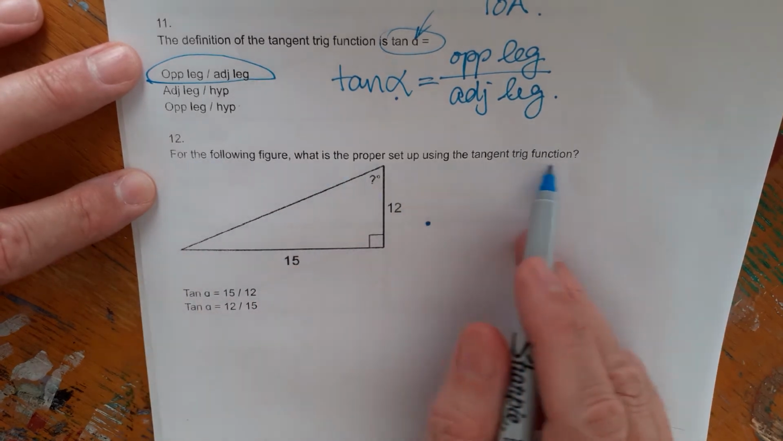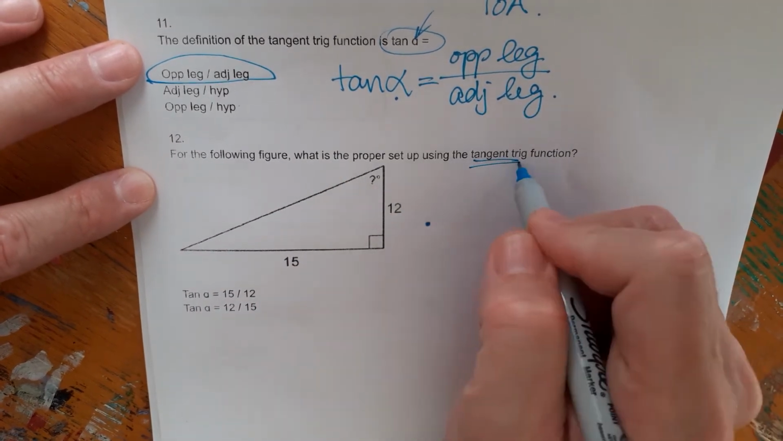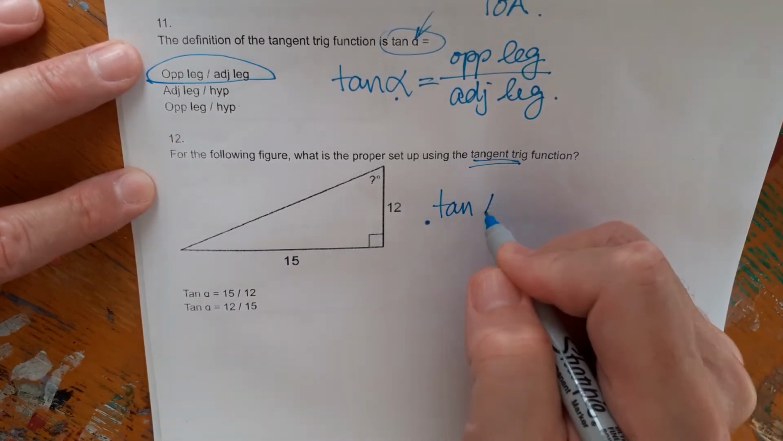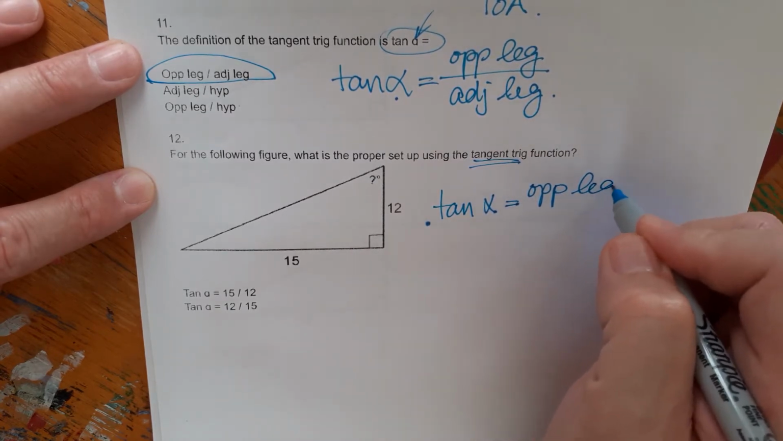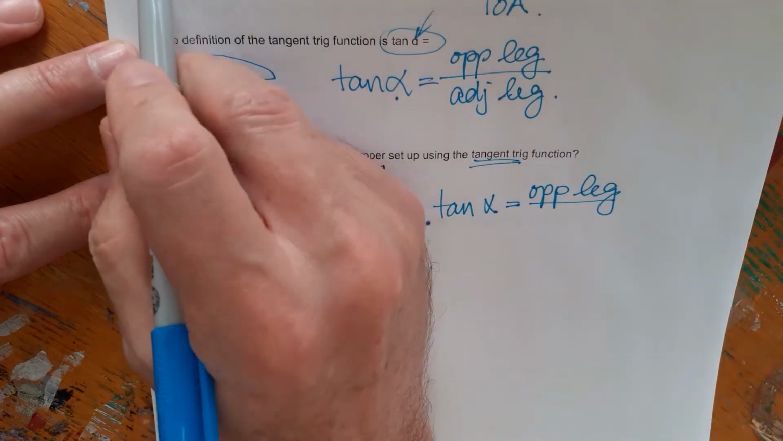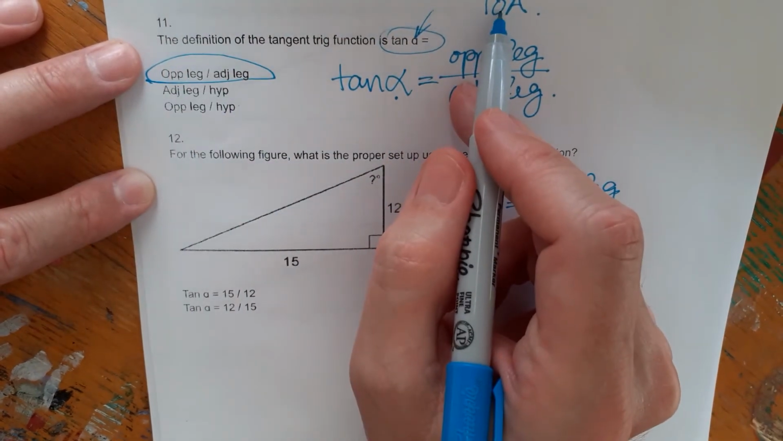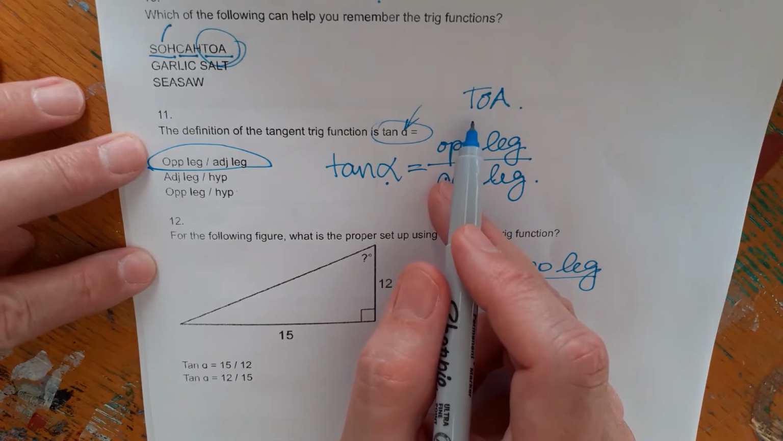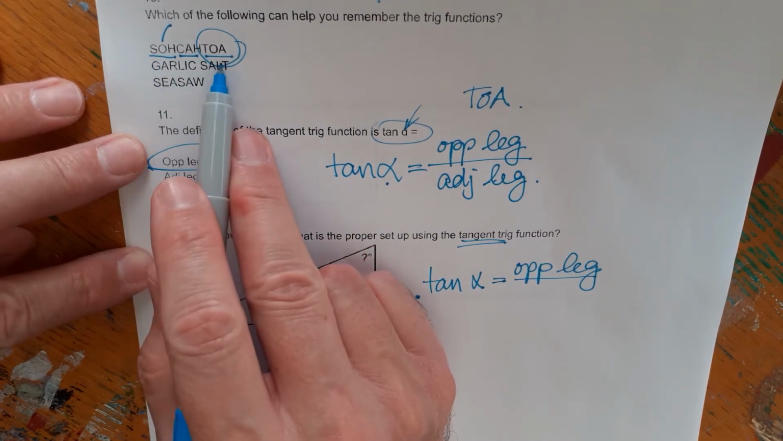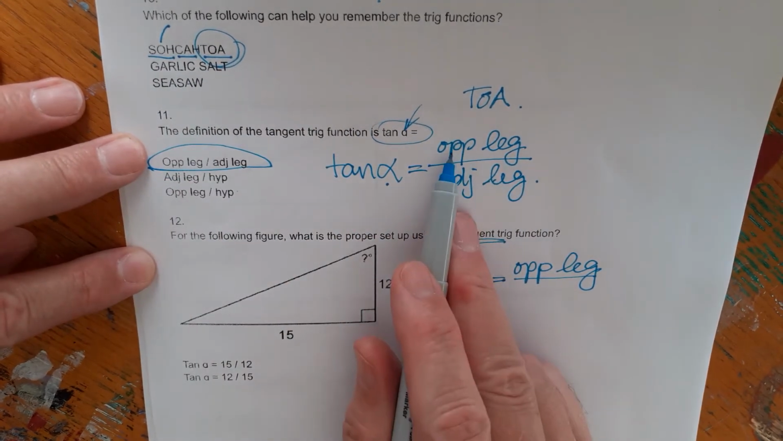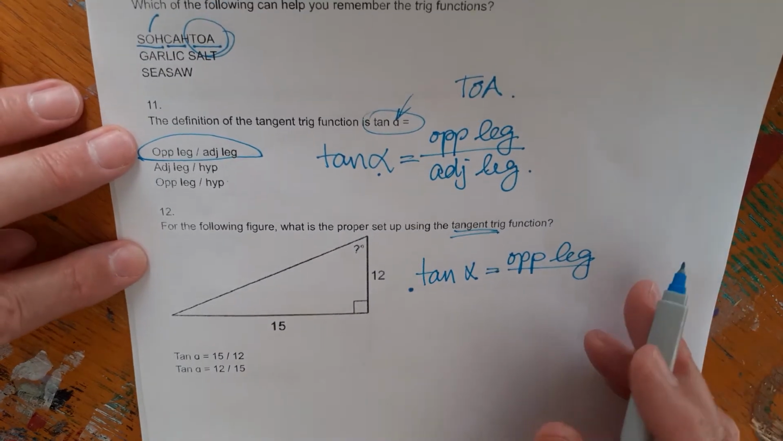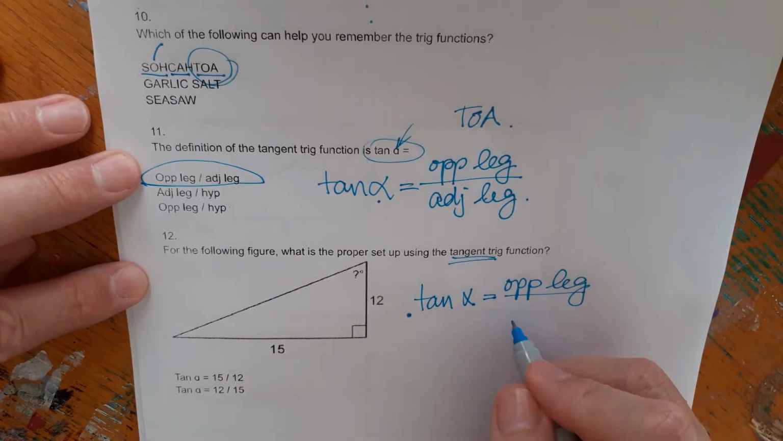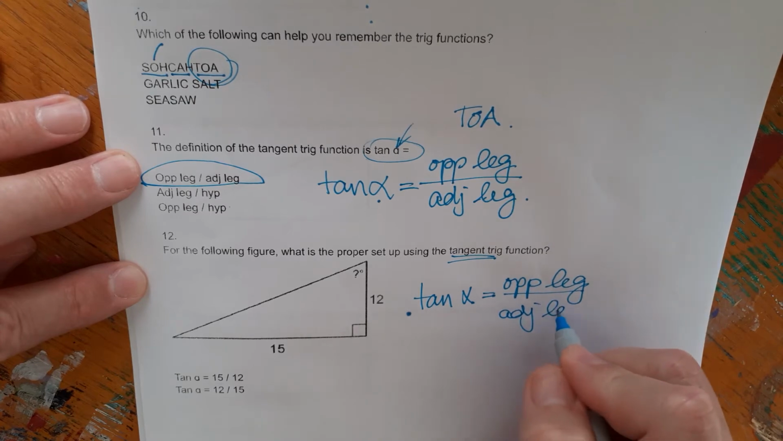And it says set up the trig function for tangent. So let's write tangent alpha equals, and this is the definition. I could memorize this, or I could just memorize Sohcahtoa and come out with Toa and know that tangent is op leg over adj leg, right? Okay, here we go, so I can get it all in. This is over adj leg.